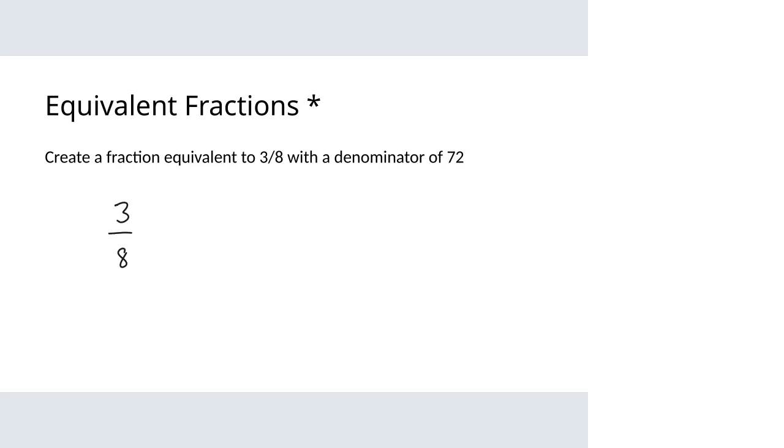So the idea here is we're trying to create a new fraction that is equivalent to 3/8 that has a denominator of 72. Well, we have to think, what do I have to do to this 8 to turn it into 72? We have to multiply by 9. And if we multiply the denominator by 9, we also have to multiply the numerator by 9, and 3 times 9 will give us 27. So a fraction that's equivalent to 3/8 that has a denominator of 72 would be 27/72.